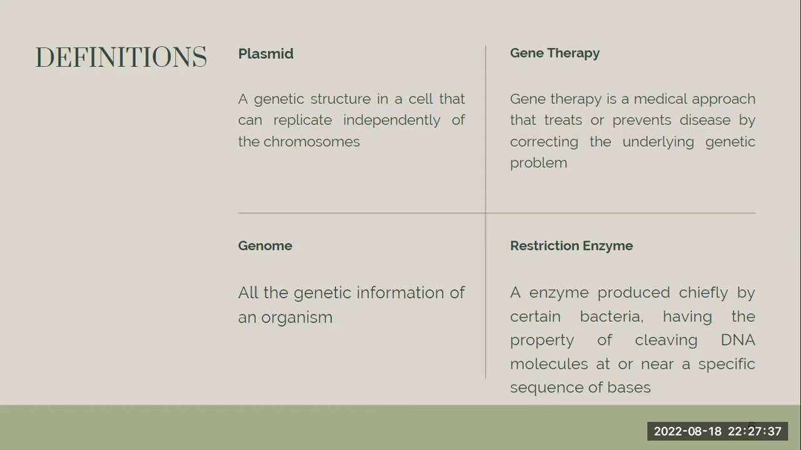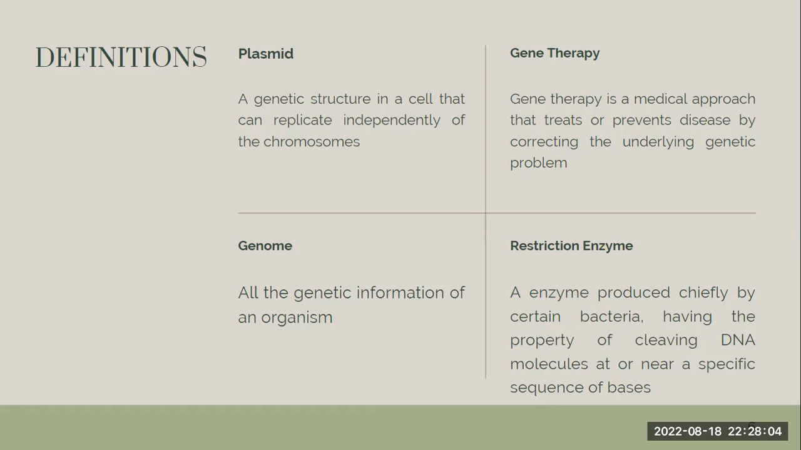Then there's a structure called a plasmid, right? This is a genetic structure which can replicate independently of chromosomes. So you'll find plasmids in bacteria as well, but they are able to replicate independently of the rest of the bacteria. So while the bacteria is doing one thing, the plasmid can do its own thing.